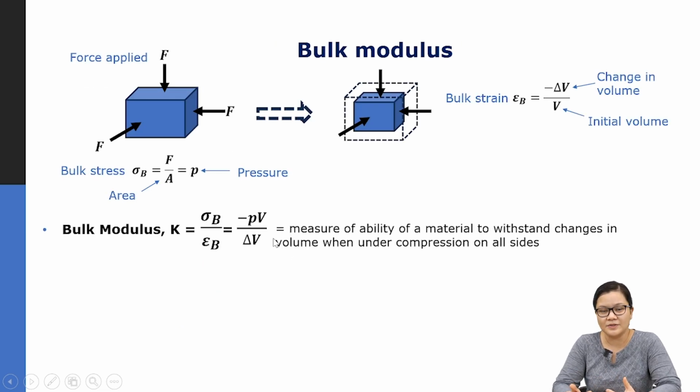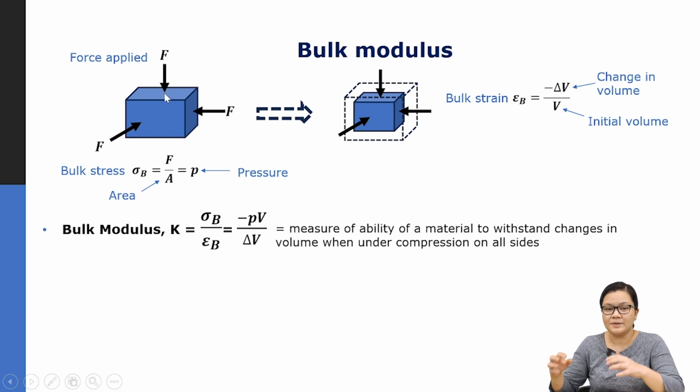Another parameter of interest is the bulk modulus. The bulk modulus is a measure of the material's ability to withstand changes in volume when under compression from all sides. So you can imagine this is an object in which a compressive force is applied on all sides.